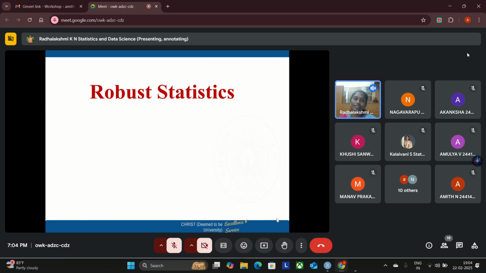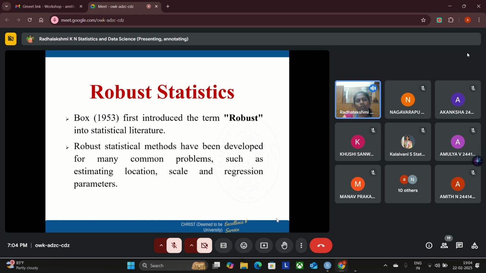Then we go to robust statistics. The word robust was first introduced to the statistical literature in the year 1953. In statistical procedures, we have location parameters, scale parameters, and regression parameters. In statistics, we call the mean a location parameter and the standard deviation a scale parameter. After that, in 1954, many other authors moved forward with robust statistical procedures for location, scale, and regression parameters.